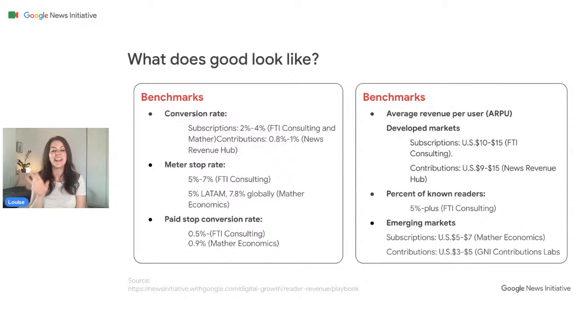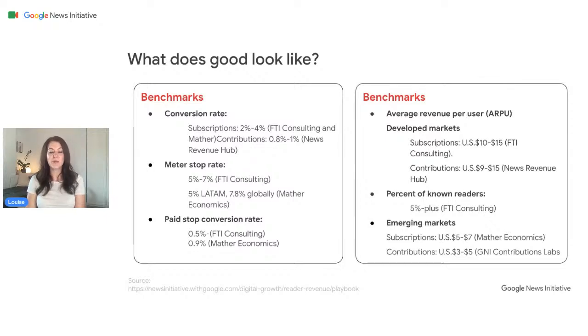Lots of information for you on here. Again, these are just some examples, just so we're aware. What does good look like? So elaborating on this a little bit. Conversion rates then, these are our same examples that we used earlier. 2% to 4%, that was for the FTI Consulting and Mather. Contributions, 0.121%, that's the News Revenue Hub.